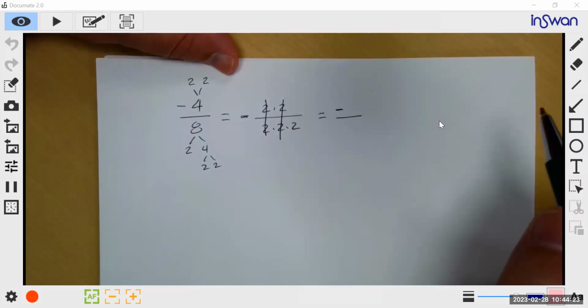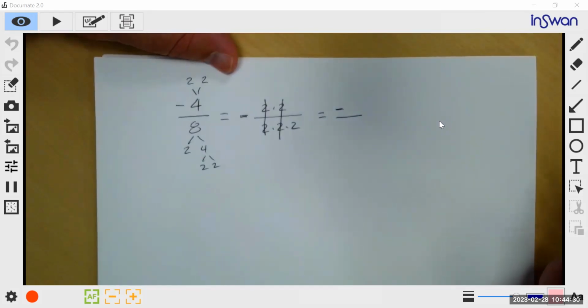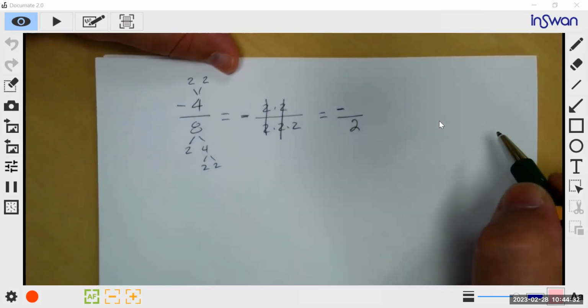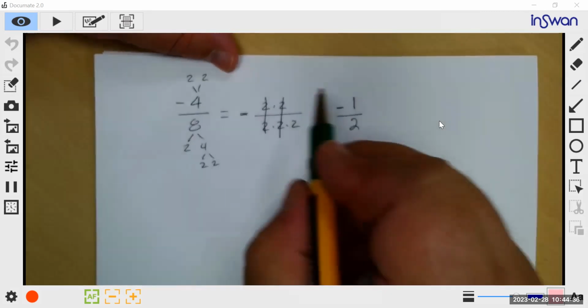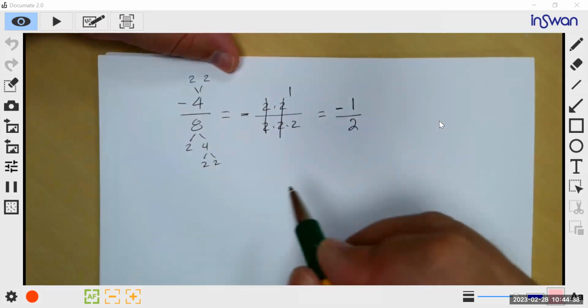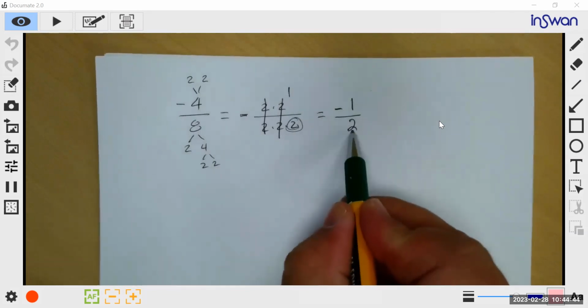Those 2's cancel. What do you have left? Where is that 2? On the bottom. What goes on top? 2 goes into 2 one time. If everything cancels, there's always a 1 left over. And since this 2 is on the bottom, it's got to stay on the bottom.